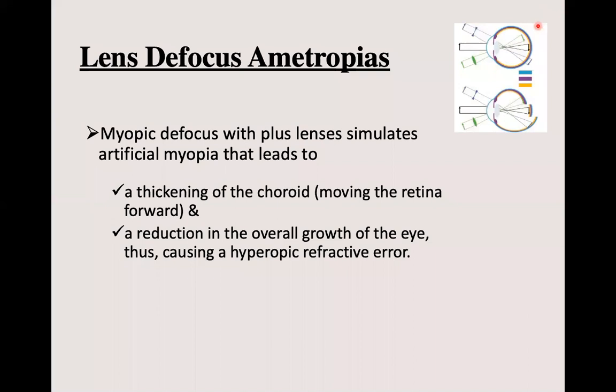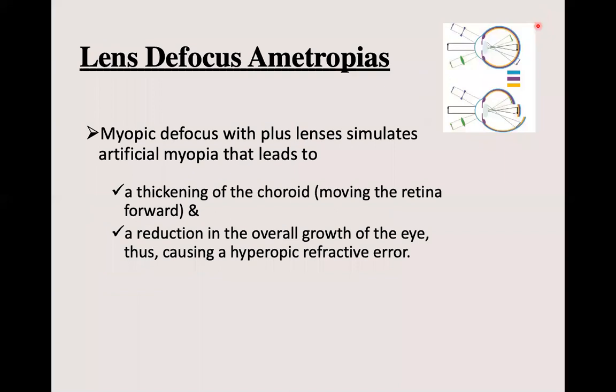And what do you mean by lens defocus ametropia? Lens defocus, actually I want to say lens defocus myopia, isn't it? That means lens defocus is also a type of axial myopia. And here what happens, first of all, we create a myopic defocus, isn't it? In this picture we can see here, we create a myopic defocus. We create a hyperopic defocus.